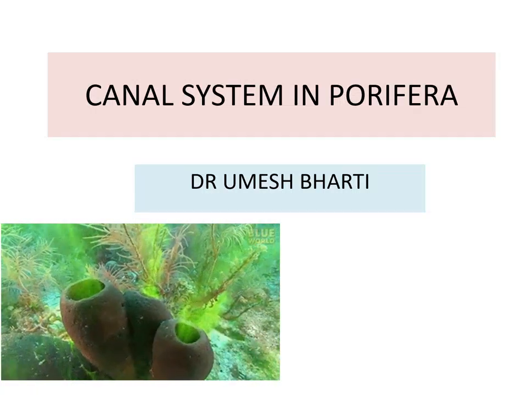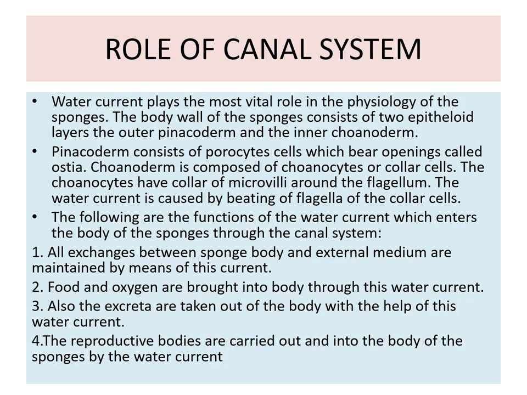Canal system is the lifeline of the porifera, where the water current plays the most vital role in the physiology of the sponge. The sponge body is two-layered. The outer layer is known as pinacoderm and the inner layer is known as the choanoderm. The following are the functions of the canal system.